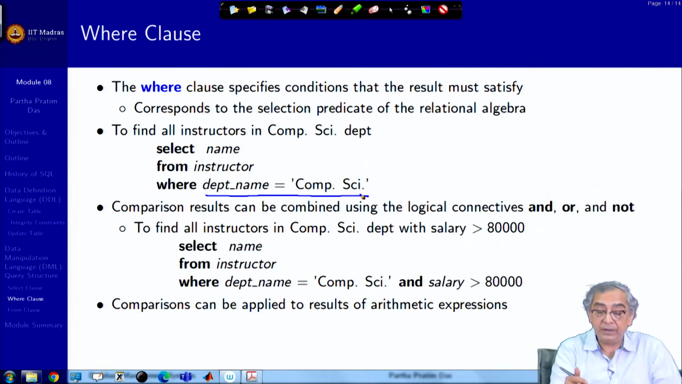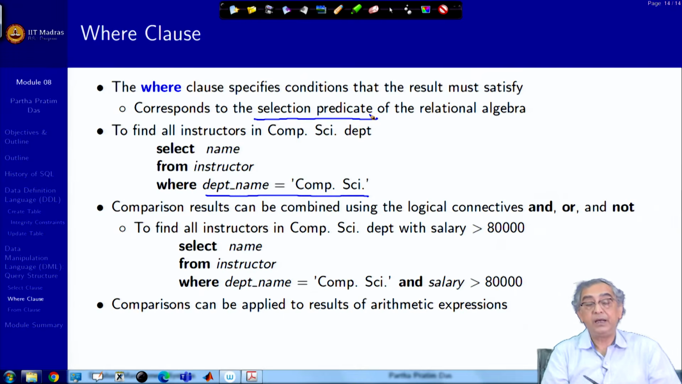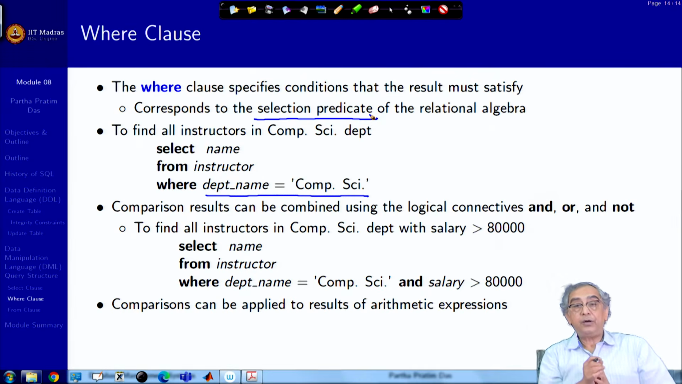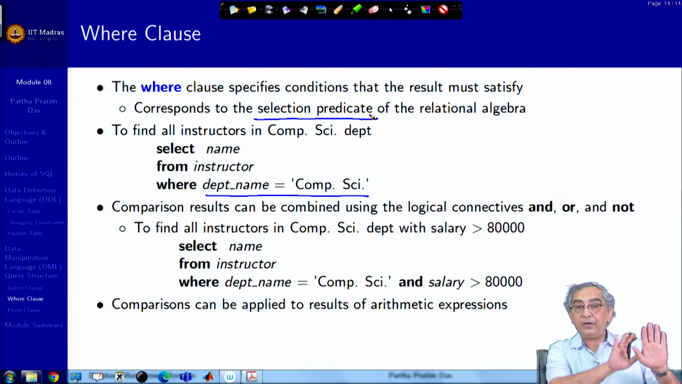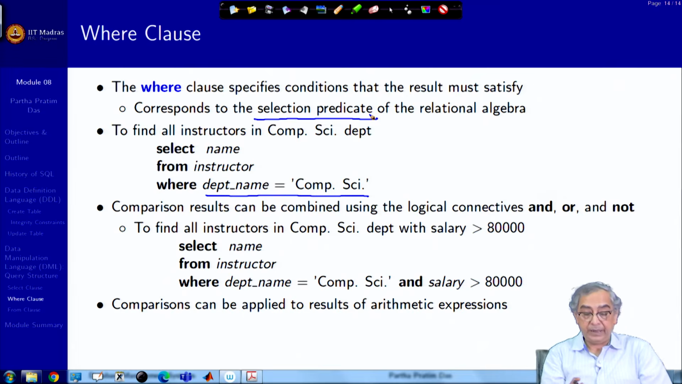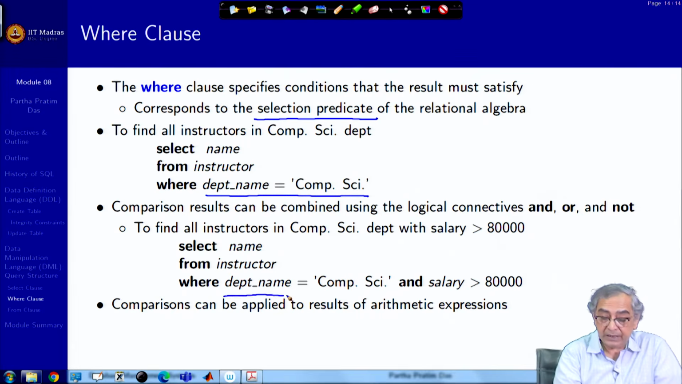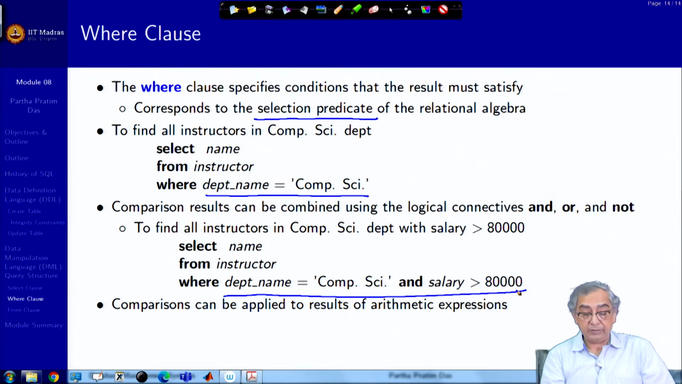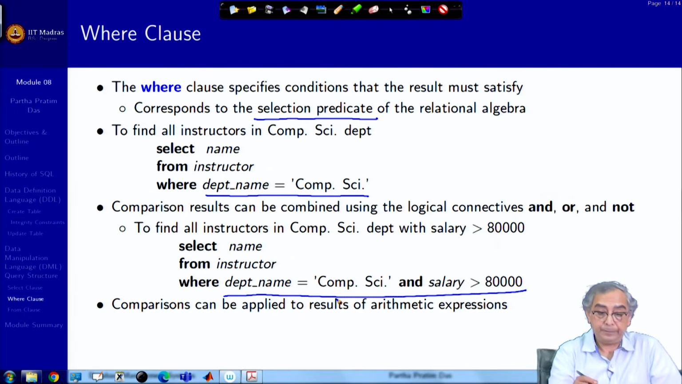So, the where clause basically is the selection predicate, or the selection operation of the relational algebra. Like the select clause is the projection operation, your where clause is the selection operation. It gives all conditions, and you could naturally have any kind of compound condition. So what will this do? It will have department name computer science, salary greater than 80,000, and names of only those instructors will be taken.